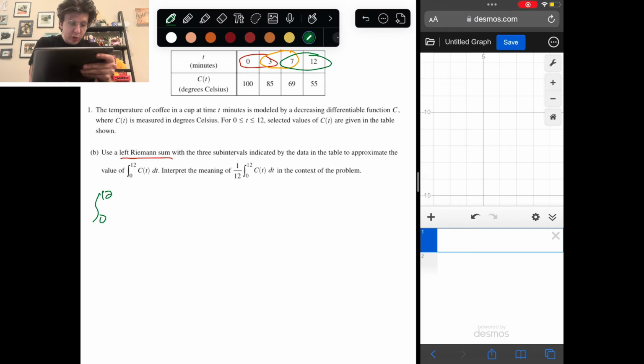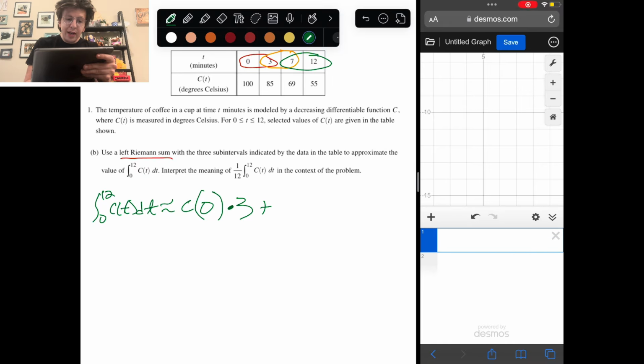So we're going to do the integral from 0 to 12 of C of t dt, which is approximately, all right, left Riemann sums. So we have to take the left point y value in this case. So that would be C of 0 and multiply by the difference between our input variables. Here our interval is 0 to 3, so the difference is 3. Again, that is taking our height, which is at C of 0, times our width for that rectangle.